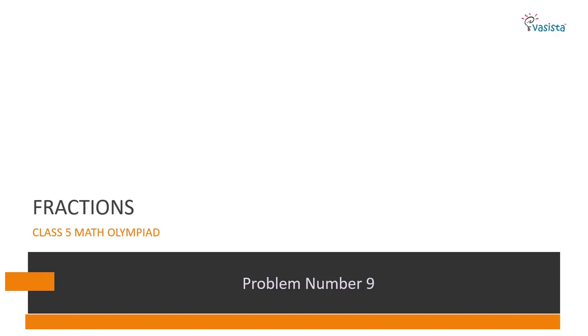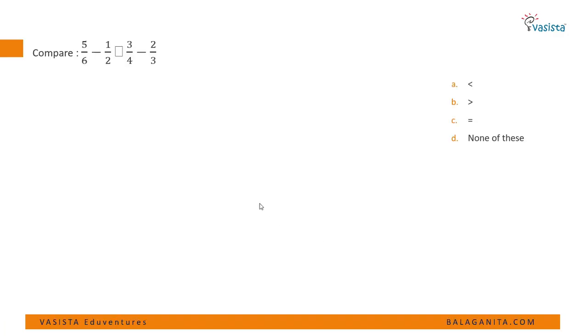Fine, let us go with problem number 9 here. So we need to compare what they have given here: 5 by 6 minus 1 by 2, which is less than, greater than, or equal to 3 by 4 minus 2 by 3. So let us check it out. It's a very simple one. What you need to do is simplify it and then compare. To start with, take this first one and this second one, we need to compare.